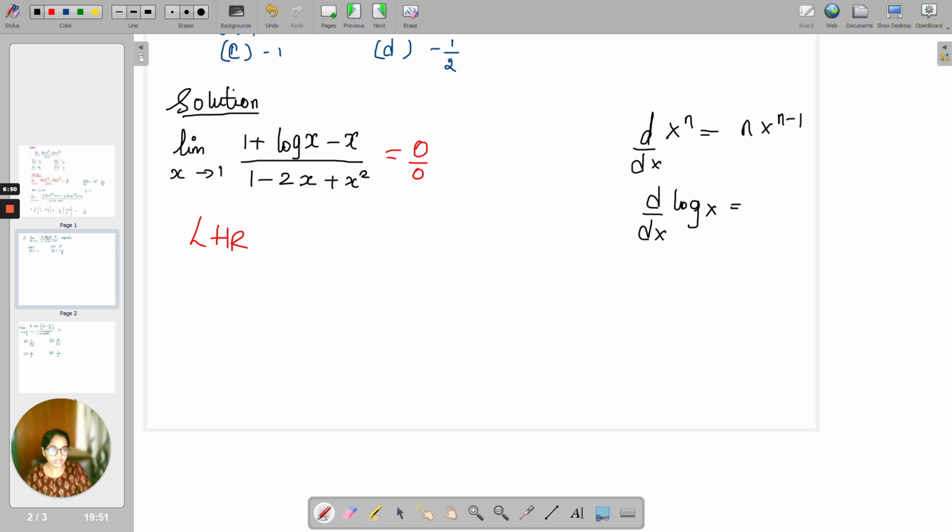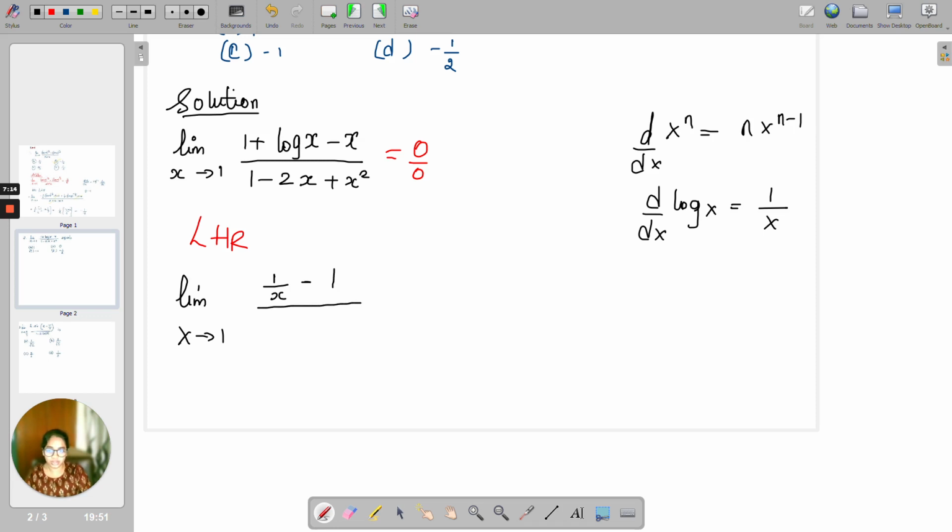Differentiation of log x is 1 divided by x. Right. So let me use that. X tending to 1. So we are differentiating the numerator. So differentiation of a constant is 0. Yes. Differentiation of log x is 1 divided by x. And differentiation of x is 1.